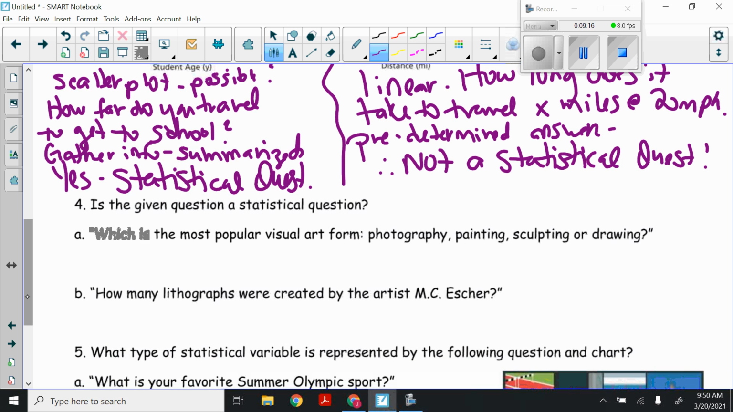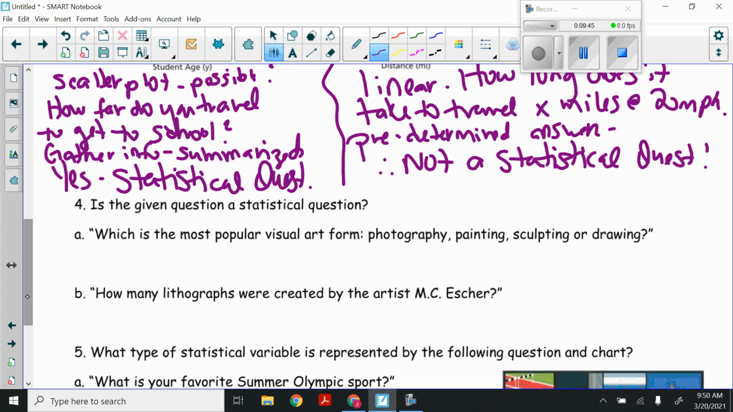So number 4, is the given question a statistical question? Again, remember, we're looking at, can we gather a bunch of information, bunch of data, and summarize that data? Well, there are lots of different possible answers that we could get from the question and then summarize all of that together. So A, which is the most popular visual art form? Photography, painting, sculpting, or drawing?